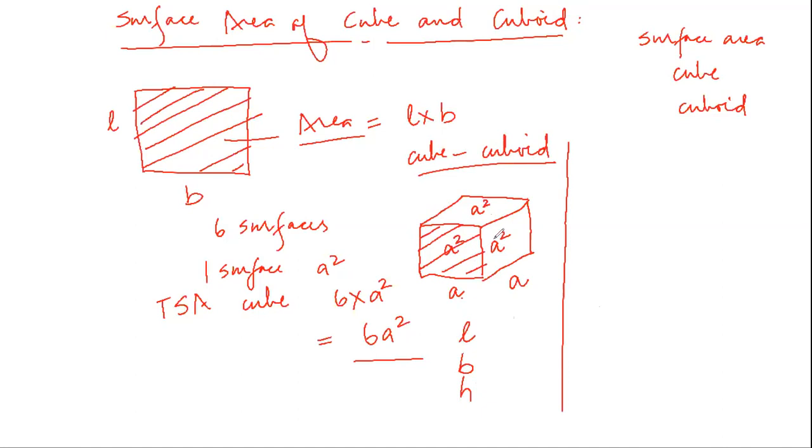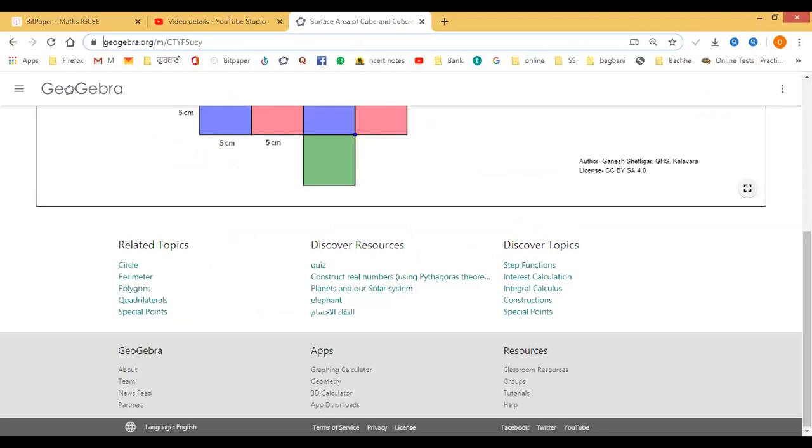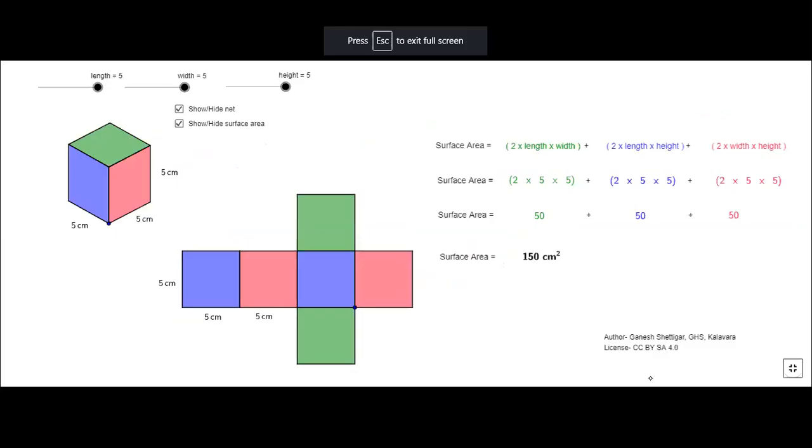All right. And then how will we find the surface area of a cuboid? Let's have a very good illustration. All right, guys. Please join me here. I'm going to show you GeoGebra. So you see this. I'll magnify this. Hope everyone is able to see.